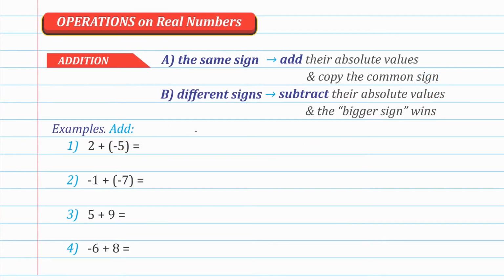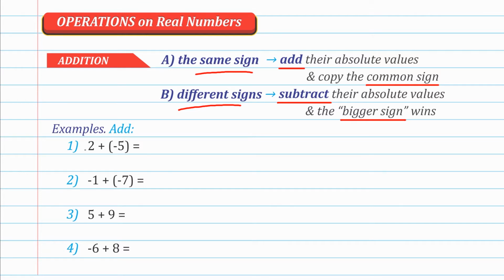Let us quickly recall addition of signed numbers. From our previous video, we know that when we have the same sign, we add absolute values of those two numbers. And then, second step, copy the common sign. Now also from the previous video, when we have different signs, we subtract their absolute values and then the bigger sign wins. Okay, let's apply these by using our examples here.